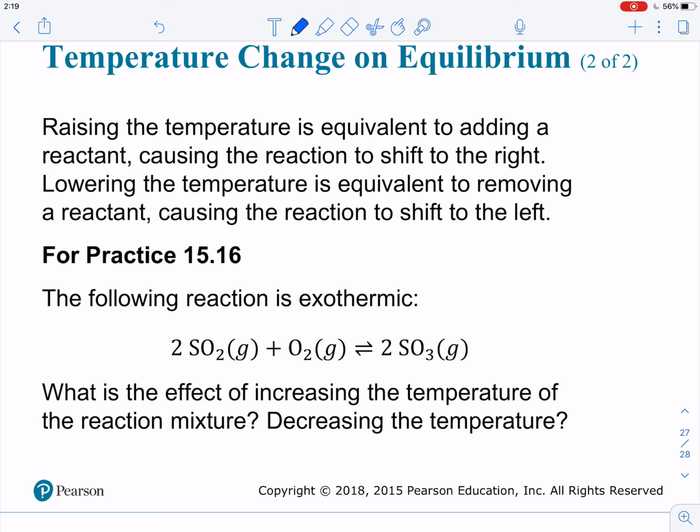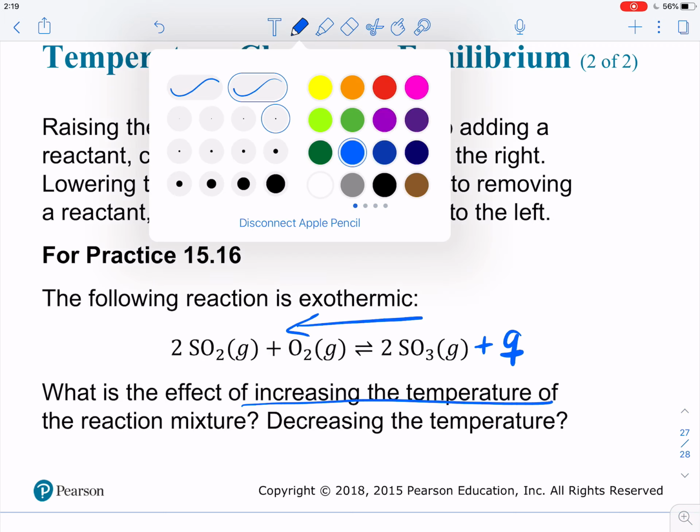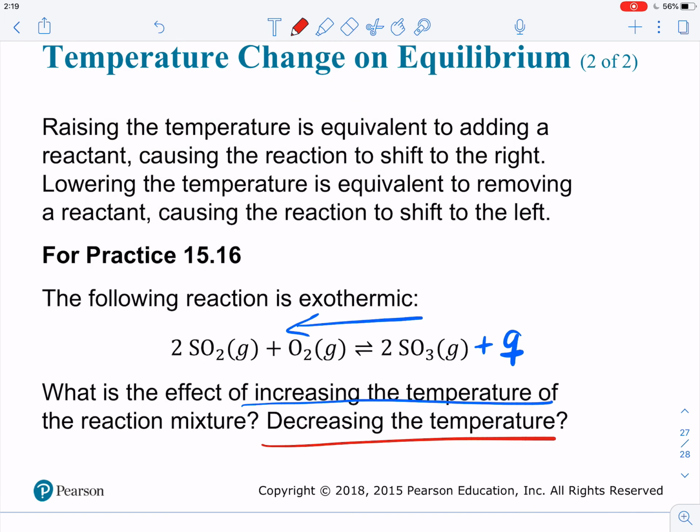Same thing here. If this reaction is exothermic, then we can just add heat here. So if you increase the temperature of this reaction, then the reaction will shift in that direction. Okay, that's increasing temperature. And if you decrease the temperature, you are removing heat, then the reaction shifts in that direction.